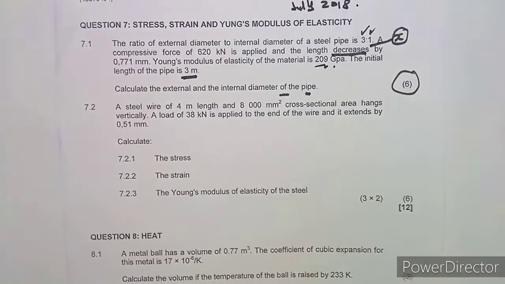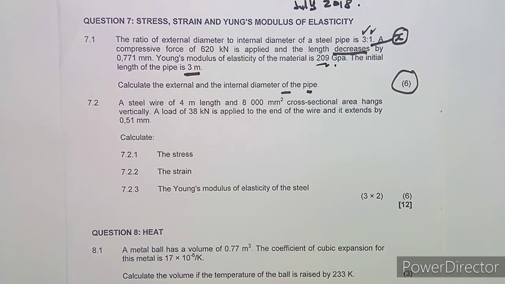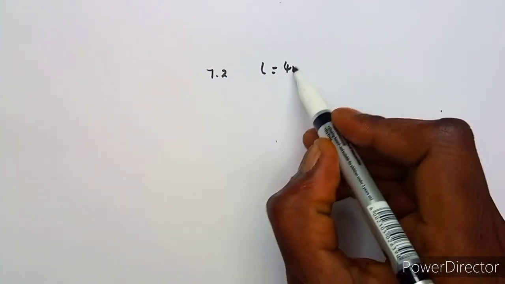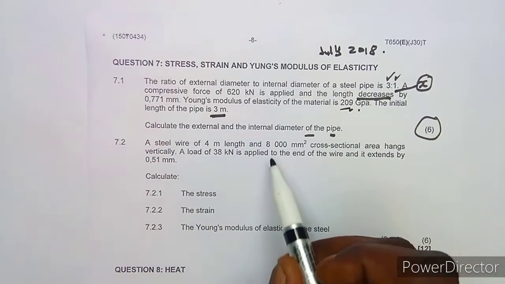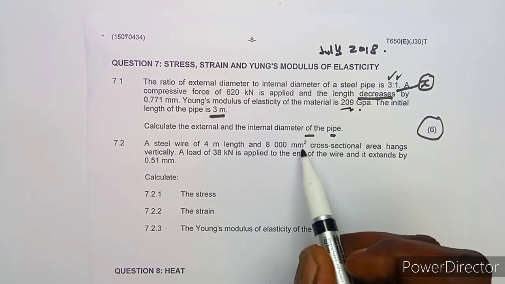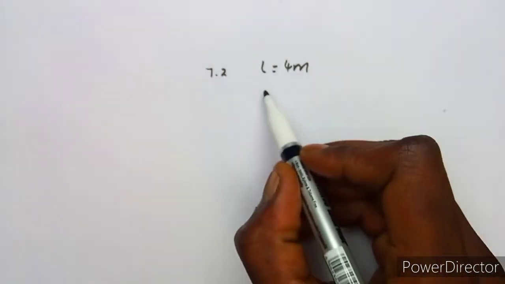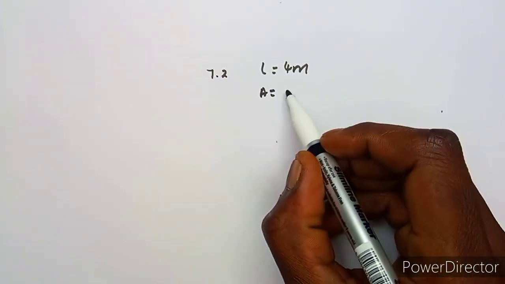Anyways, let's see another part of the question that we had, which is 7.2, where we are given the same information, just that we have to apply it the way they have given it now. We are given a wire, which is 4 meters in length. So that's a length of 4 meters and an area of 8,000 square millimeters cross-sectional area.